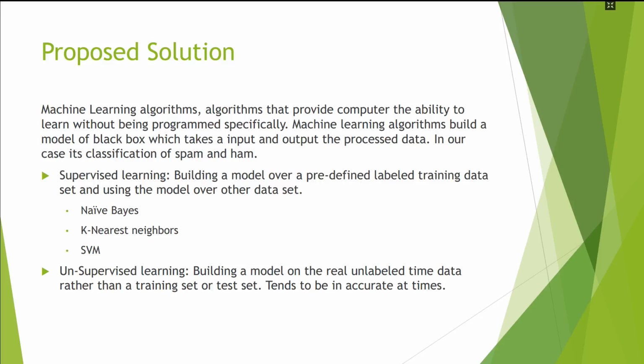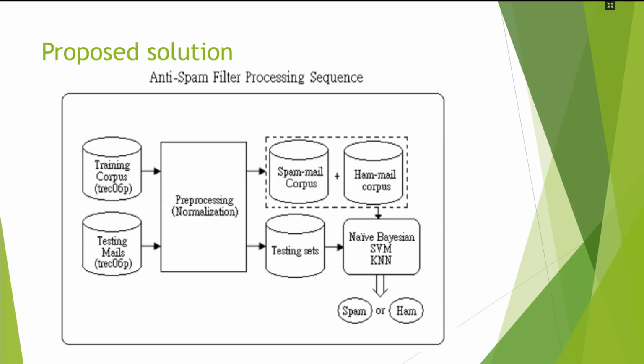Like, it could totally switch between spam and ham if the spam were very less and the ham were a very huge content. There is a possibility that spam could be put in the ham folder and ham could be put in the spam folder. So this would be our proposed solution. We'll be using supervised learning in our project.